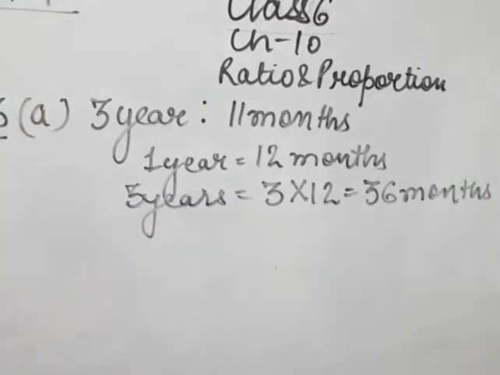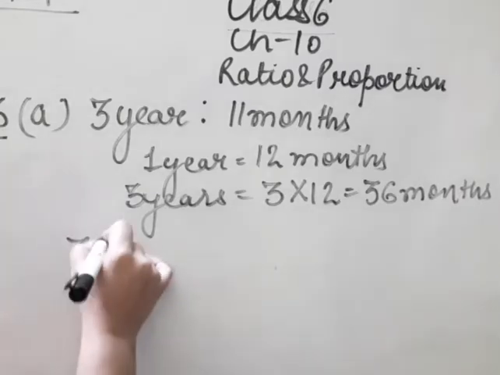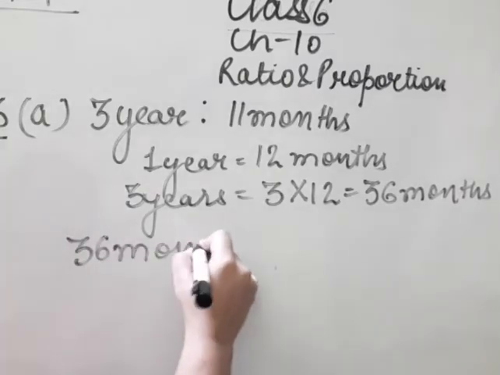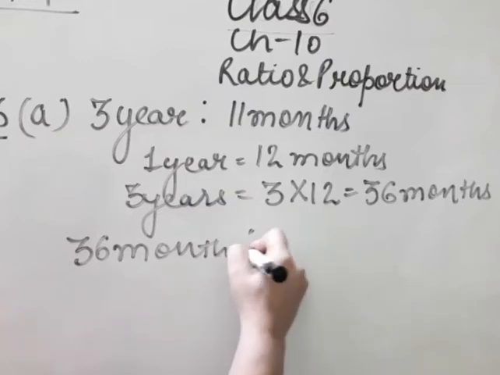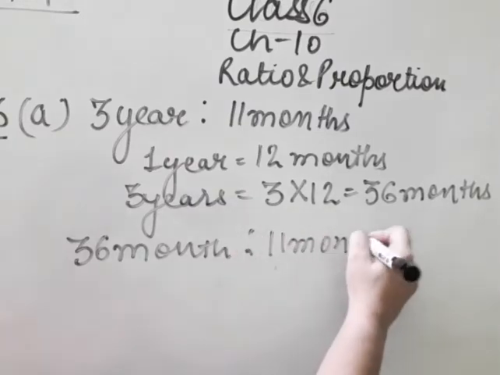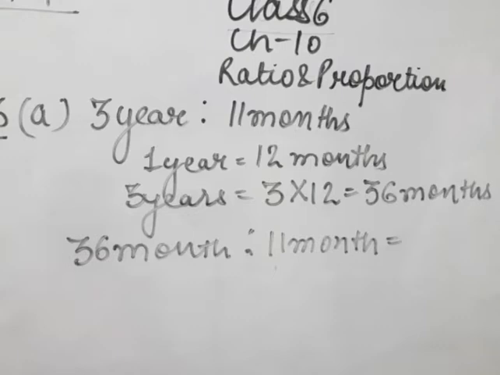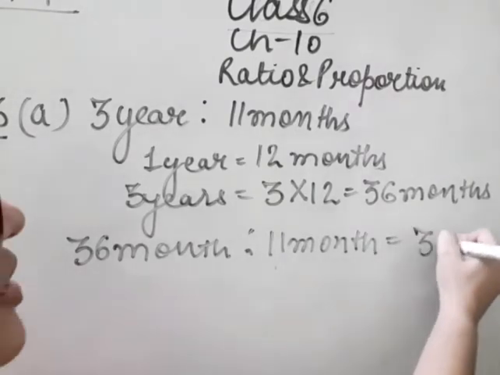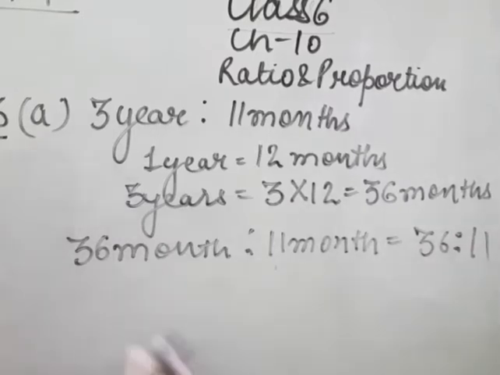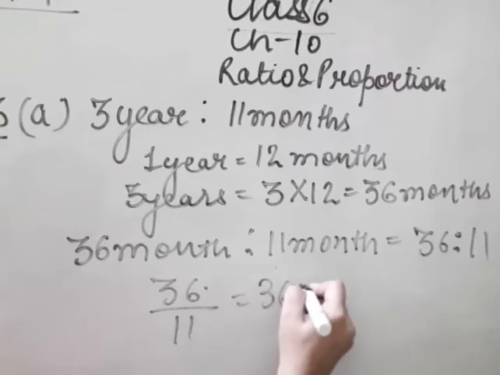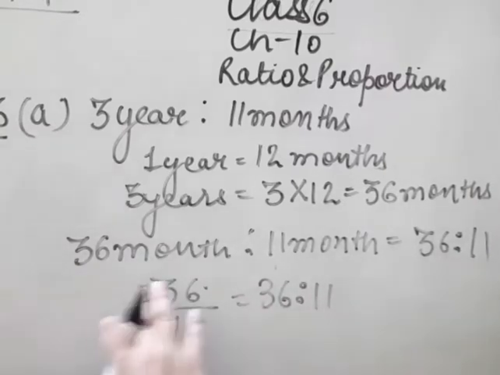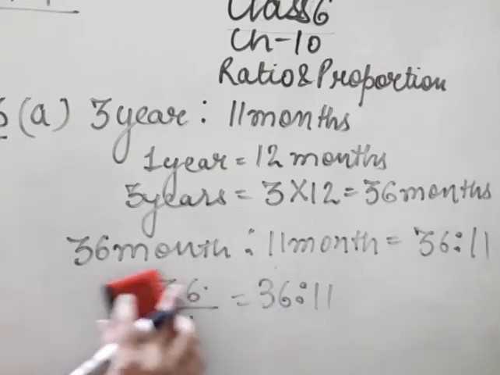Now we have to find the ratio of 36 months to 11 months. So you will write 36 months ratio 11 months. We can simply write it as 36 ratio 11, because when you write 36 upon 11, it becomes 36 ratio 11. As you know, ratios don't have units, so we are not going to write months.